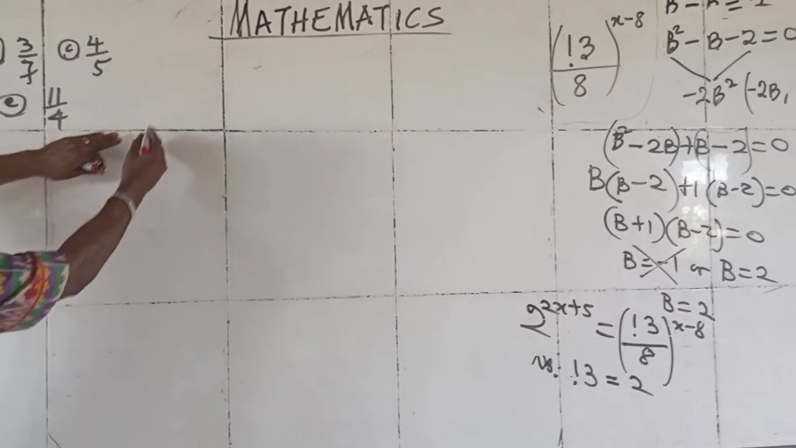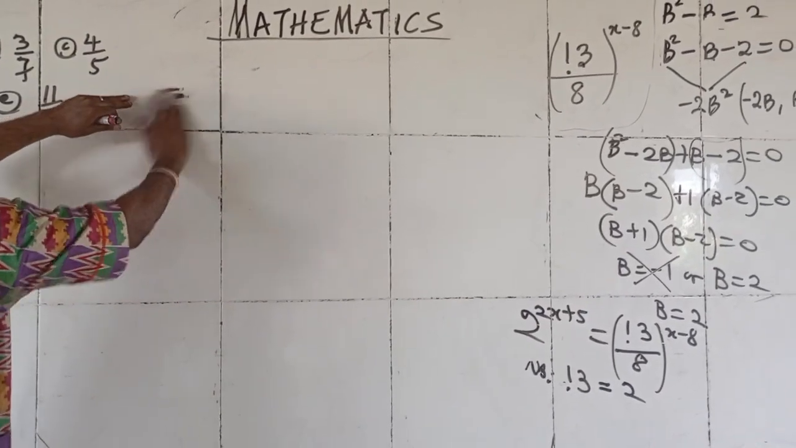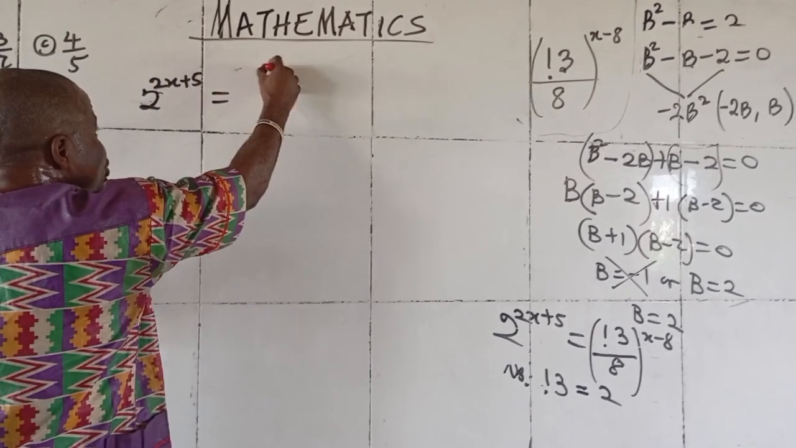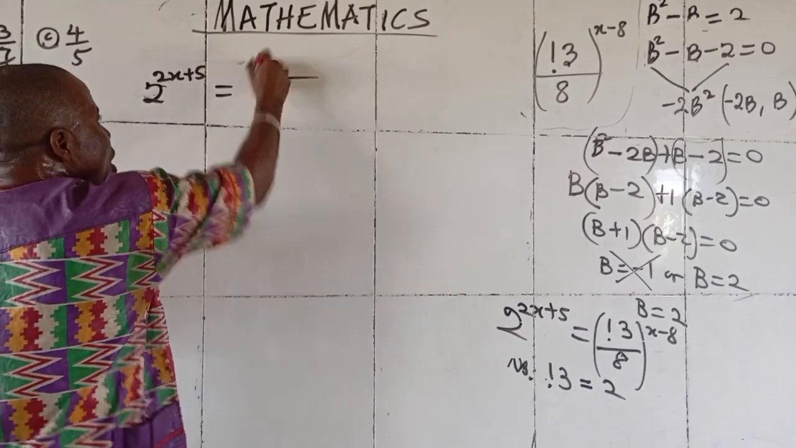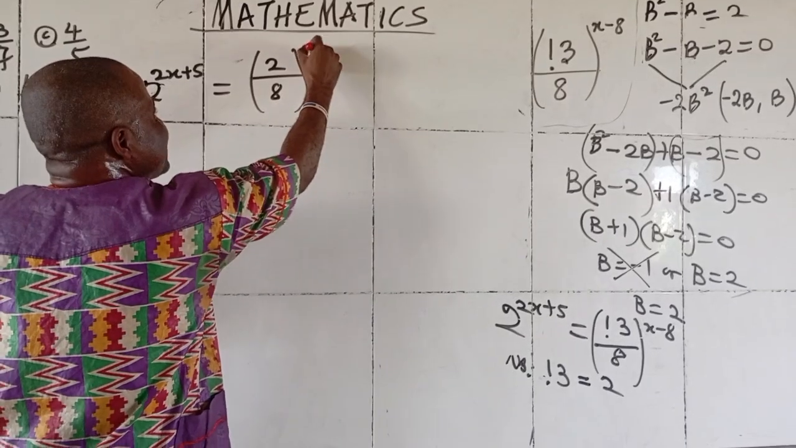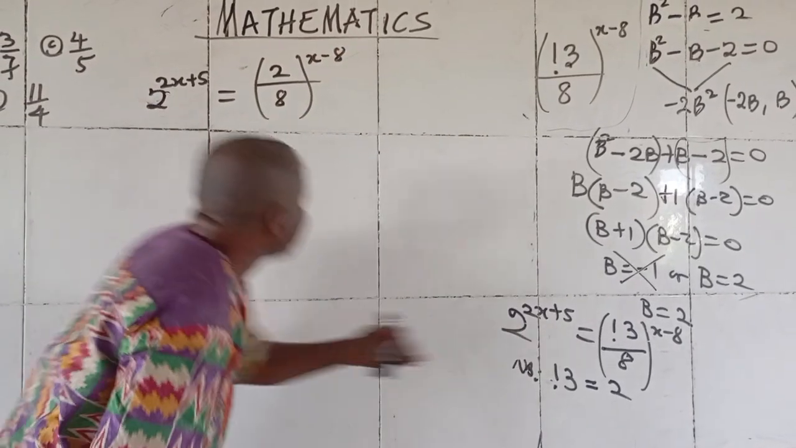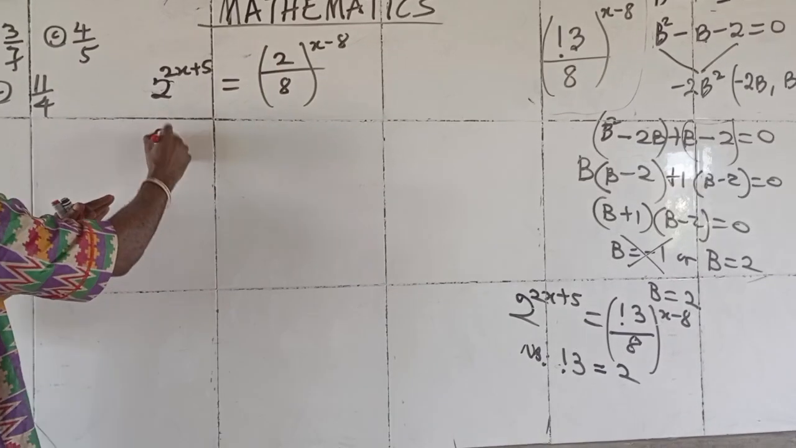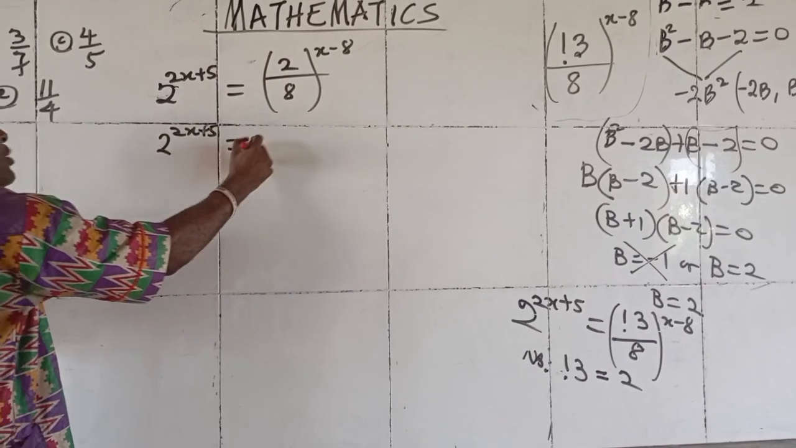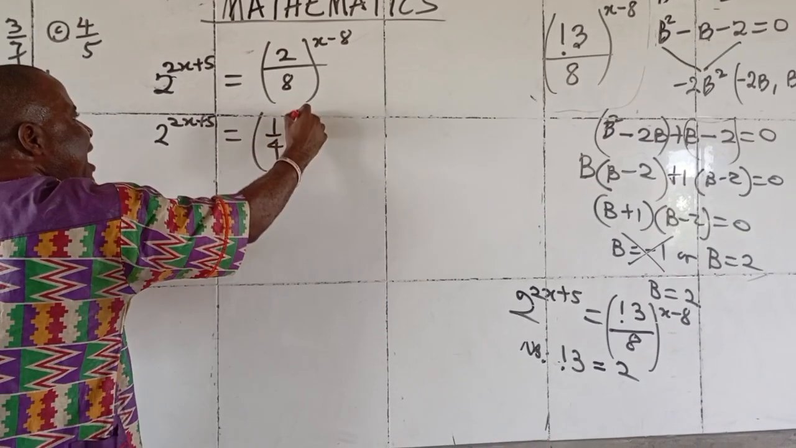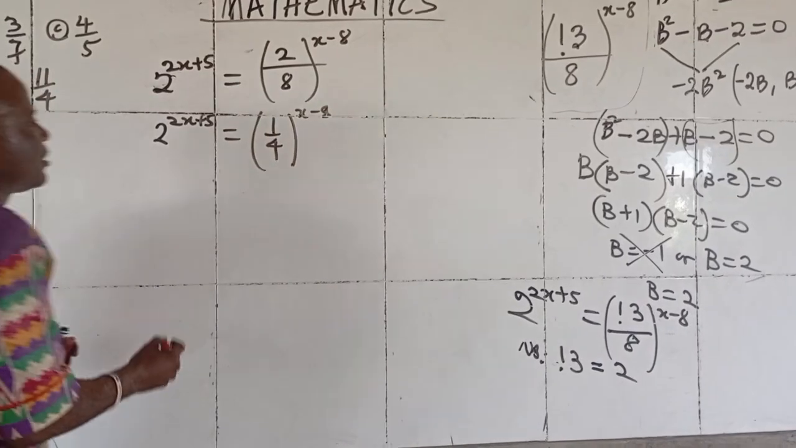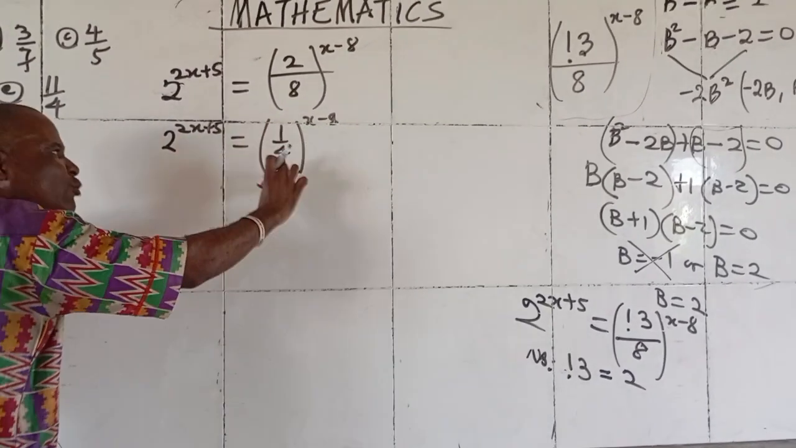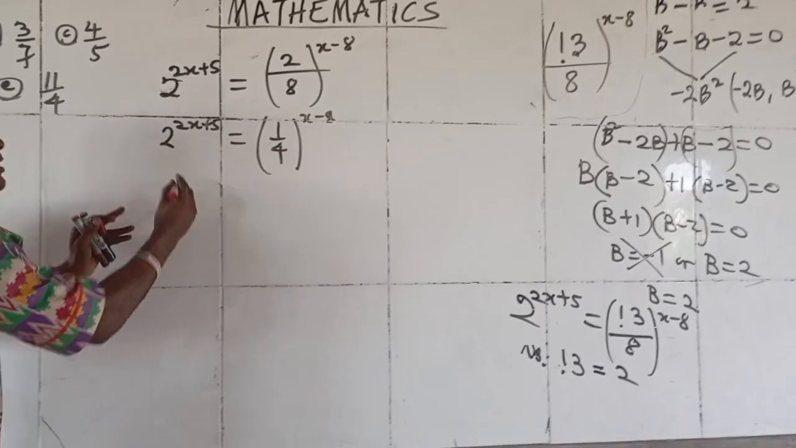Now, viewers at home, let's do it together. 2 raised to 2x plus 5 is equal to 2 over 8, all raised to the power x minus 8 from here. Now, I cancel where necessary. 2x plus 5 is equal to 1 over 4 raised to the power x minus 8. This is already in base 2. This is what? 1 over 4. I can take it also to base 2. The base must be the same.